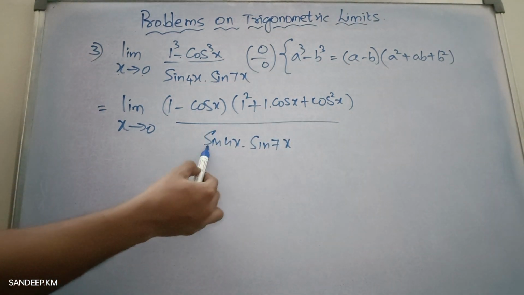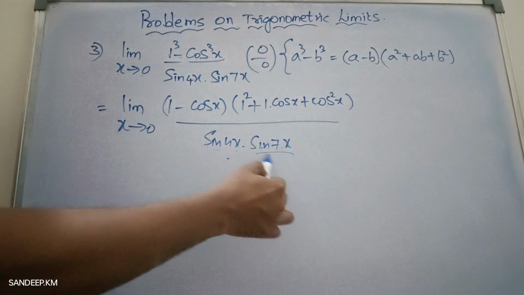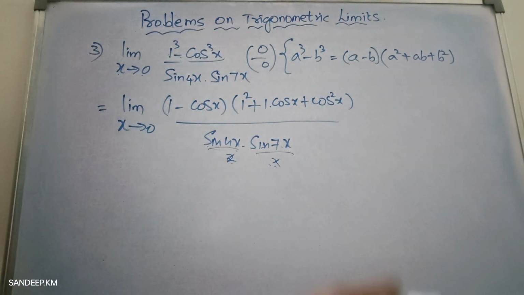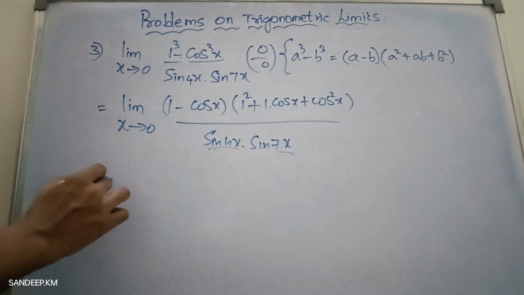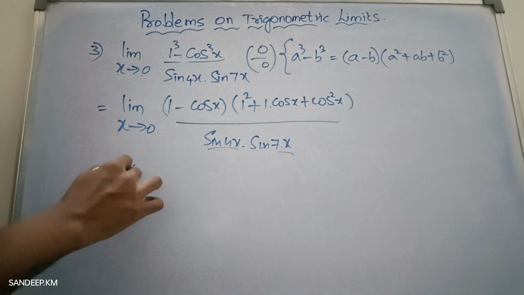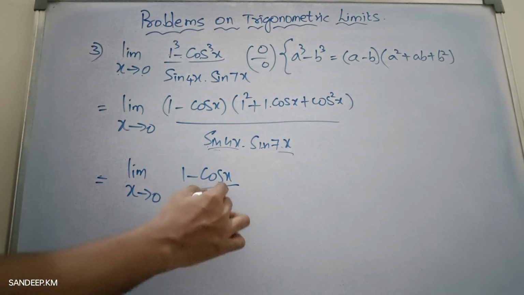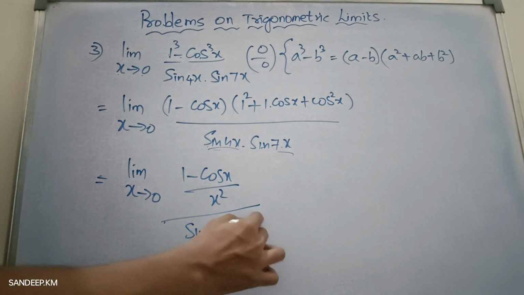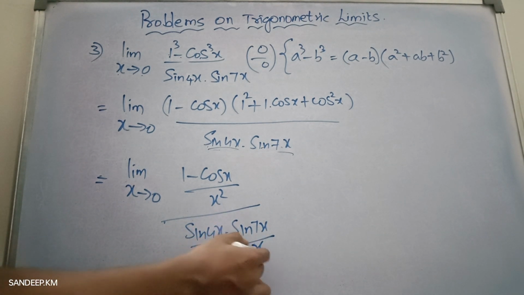As you observe, sin 4x needs x in the denominator if I want to use the formula. And similarly, sin 7x also needs x in the denominator. These two need x in the denominator. Now x into x is x square. So for this reason, let me divide the numerator and denominator with x square. Limit x approaches 0, 1 minus cos x divided by x square whole divided by sin 4x into sin 7x divided by x square. Divided by x square means by x, because x into x is x square.